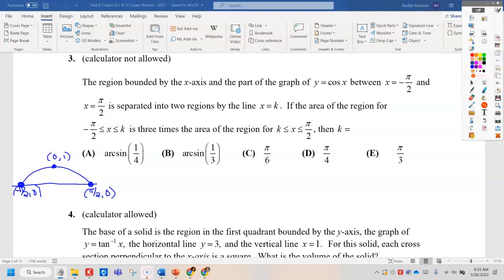So the question says the area of the region from negative pi halves less than or equal to x less than or equal to k is 3 times the area of the region from k to pi halves, then what must k equal? So what I would have done was integrate the area from negative pi halves to k of cosine x dx, and then also integrate the area from k to pi halves.